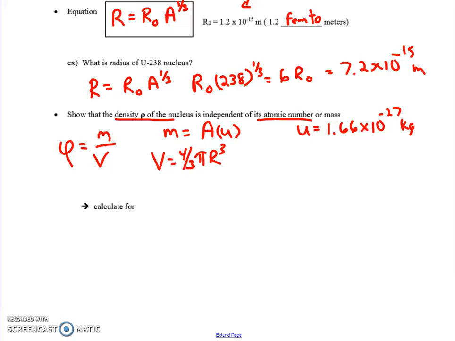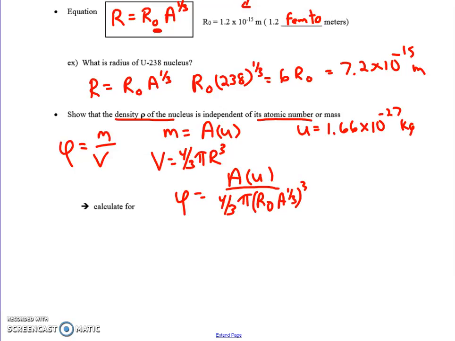Okay, so let's put it together, and I'm going to spill over into the space here. Our density is going to be equal to the mass, A times u, all over 4/3 pi. Now we need the nuclear radius. How do we calculate the nuclear radius based on the atomic mass? Well, we have this equation right here: R naught A to the 1/3, and the whole thing has to be cubed.